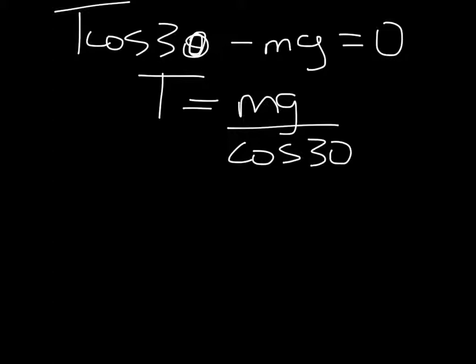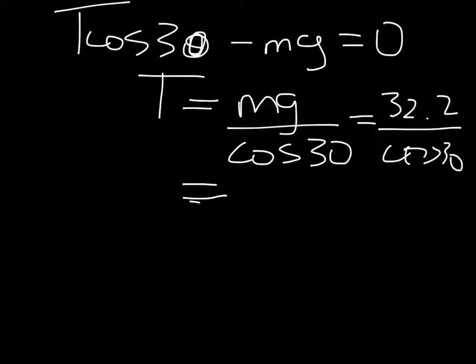If you wanted to, just do it numerically first, just to take that step out of it. You have m, which is one slug, g, which remember is 32.2 feet per second squared, over cosine 30. So if I plug this into the calculator, I get 37.2. Whatever the unit is, to be honest. Slugs. Newtons. Sorry, excuse me. Wow, 37.2 pounds.